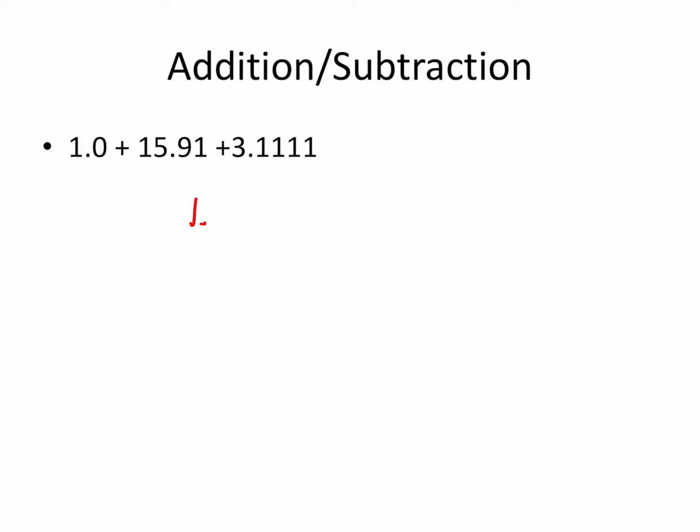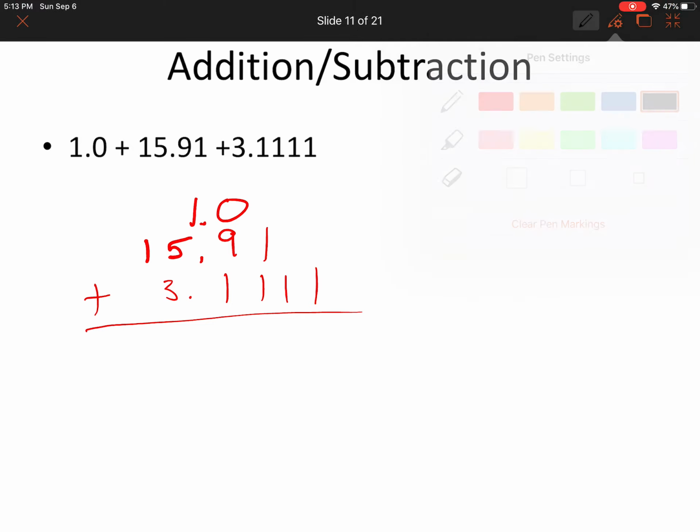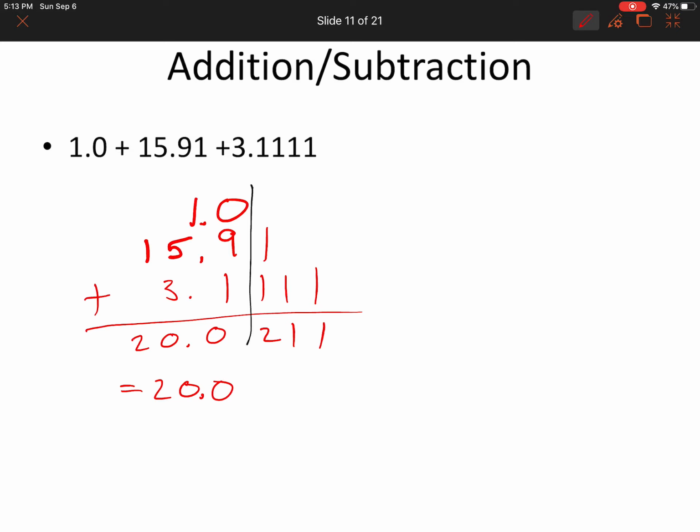All right, here's another example. Okay, so these are all still adding together. The line is once again after the tens place on this one. So this is 20.0211. And so in this case, the 2 does not round the 0 up, so our answer just stays at 20.0.